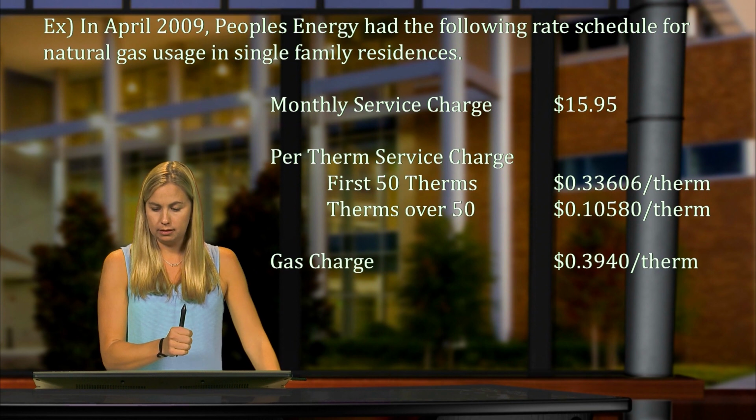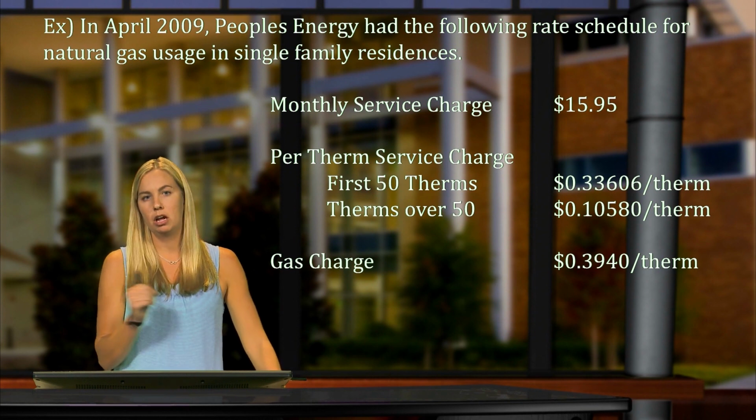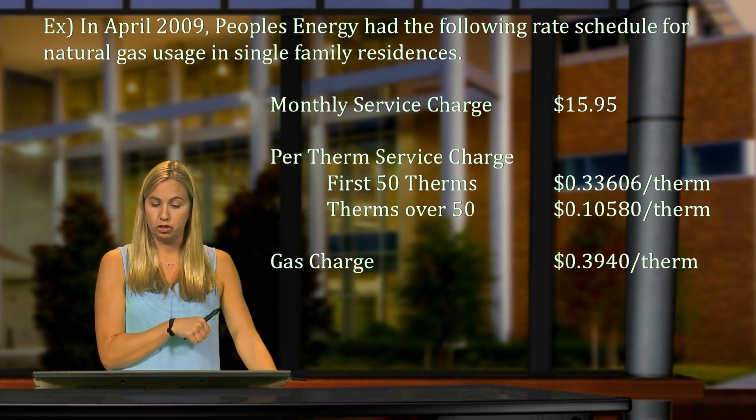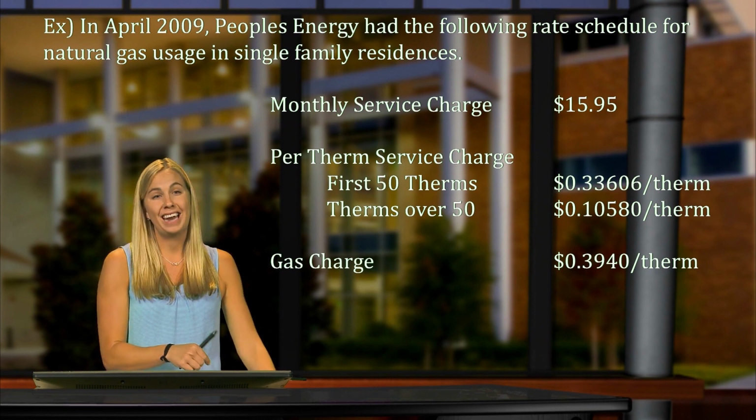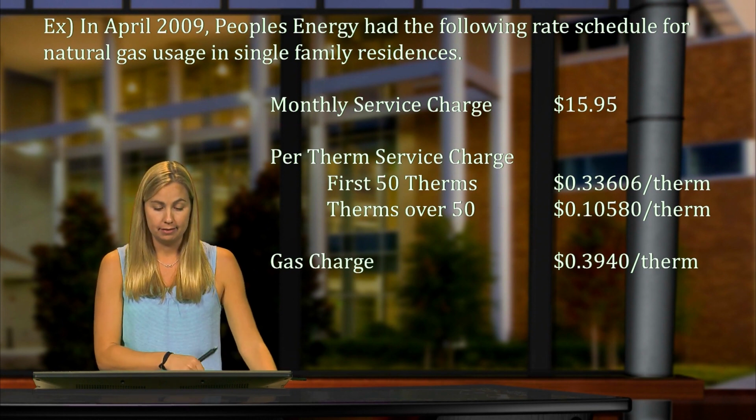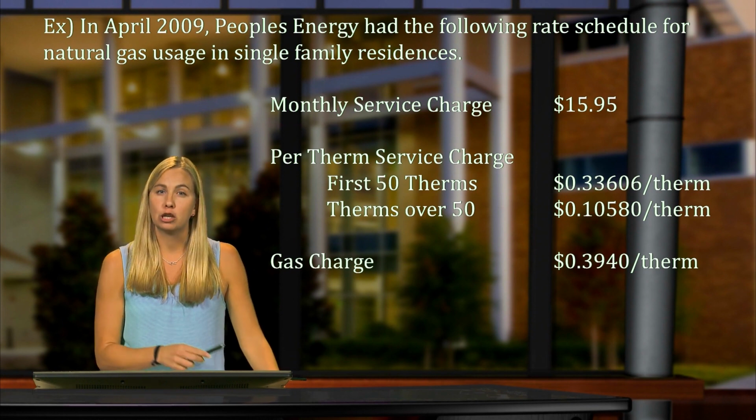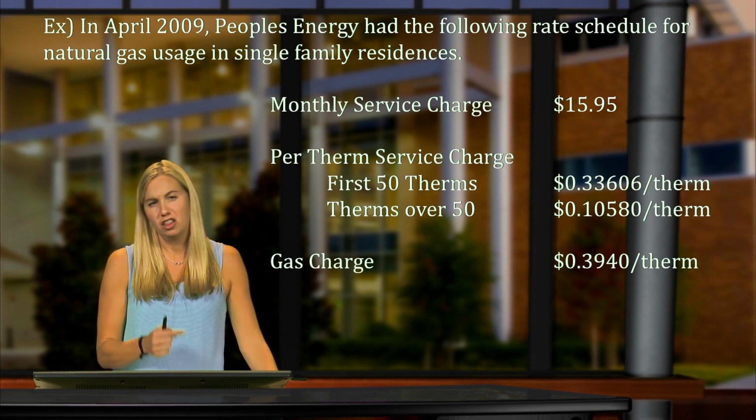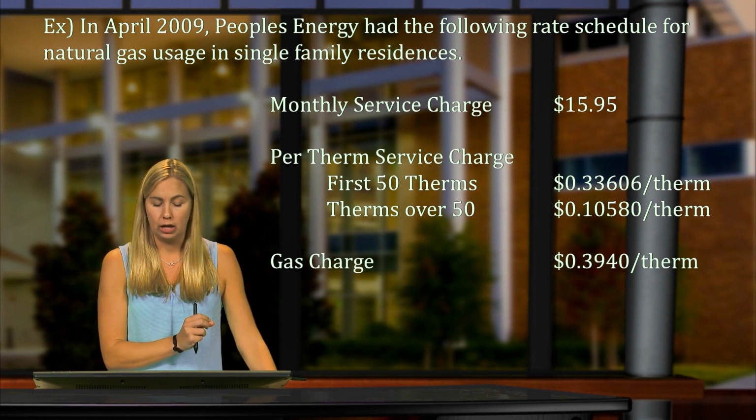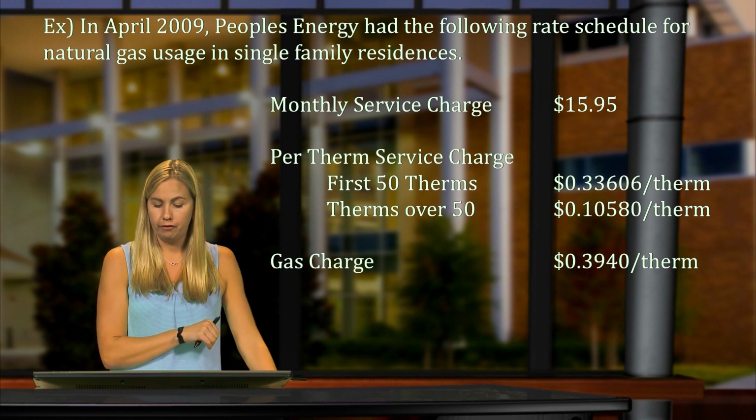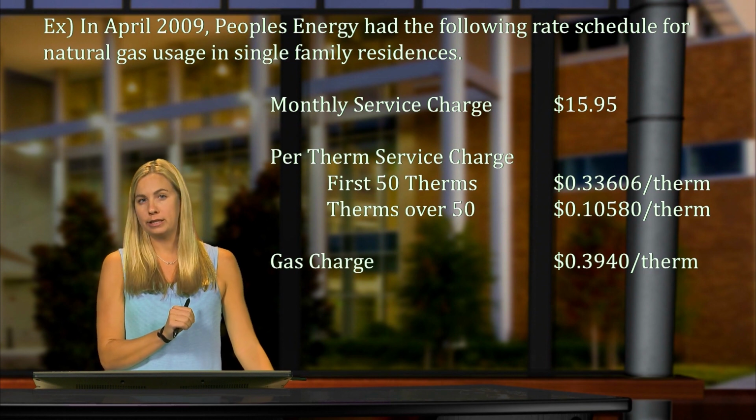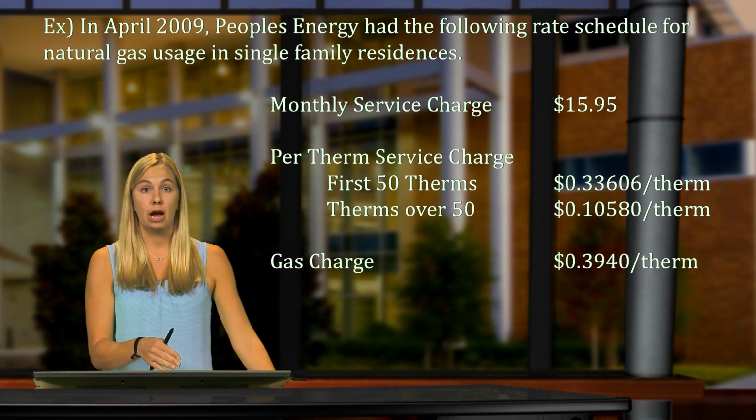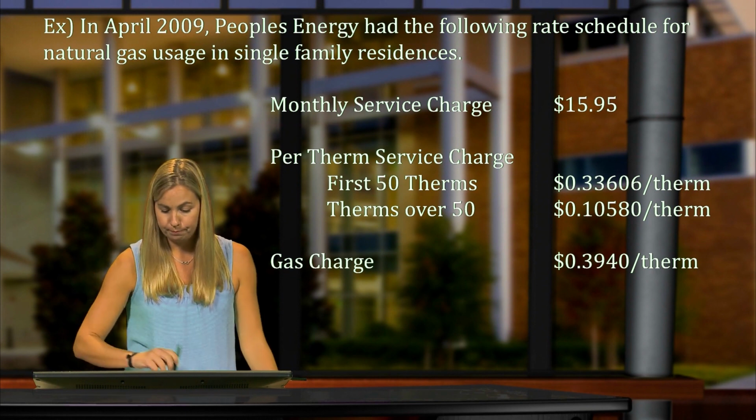So we have this printout from some gas company, People's Energy. In April of 2009, People's Energy had the following rate schedule for its natural gas usage in single-family residences. The monthly service charge is $15.95. The per therm service charge, the therm is an individual unit of natural gas: the first 50 therms are about 34 cents per therm, and then any therm over 50 is at a discounted rate of about 11 cents per therm.